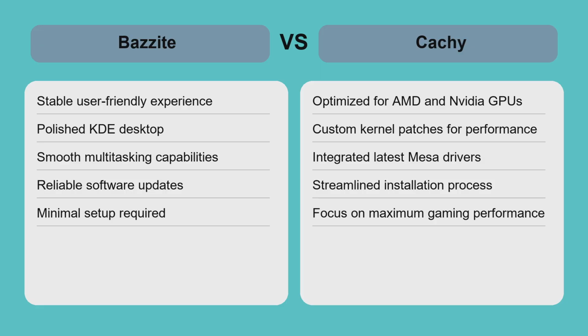For example, if you prefer a hassle-free desktop that supports gaming alongside daily tasks, Bazzite fits well. But if you want to squeeze every frame out of your GPU and are willing to tweak your system, Cachy offers that edge. Both distros require some Linux familiarity, but Cachy demands more attention to updates and driver management. Choosing between them depends on whether you prioritize a polished user experience or maximum gaming performance.